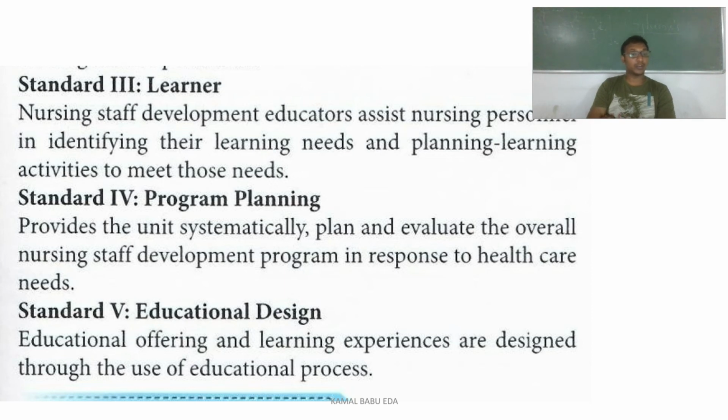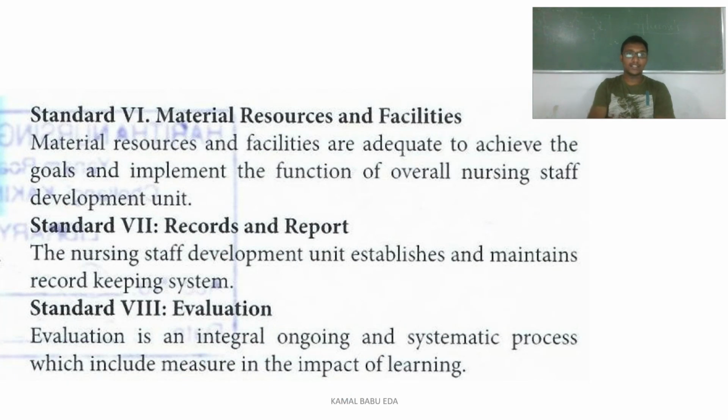And fourth one is program planning. It provides the unit systematically. It helps them to plan and evaluate overall nursing staff development in response to healthcare needs. And fifth one is educational design. So education offerings and learning experiences are designed through the use of the educational process. And the sixth one is material resources and facilities. So what are the materials that are available, what are the resources that are available, and what are the facilities that are available?